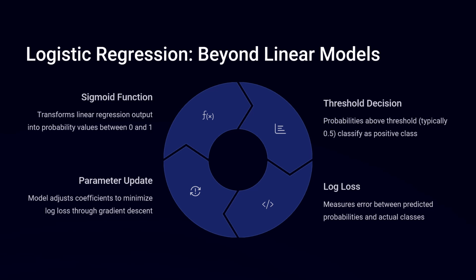Logistic regression, beyond linear models. Sigmoid function. Transforms linear regression output into probability values between 0 and 1. Threshold decision. Probabilities above threshold, typically 0.5, classify as positive class. Log loss. Measures error between predicted probabilities and actual classes. Parameter update. Model adjusts coefficients to minimize log loss through gradient descent.